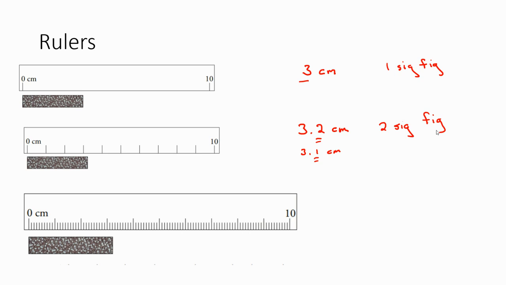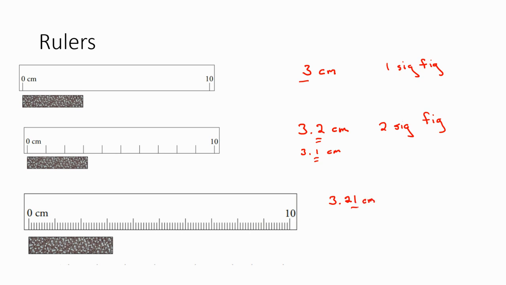But now I can actually estimate a little bit better. I might even have to get in there with a magnifying glass to really see that edge. But right now, I'm pretty confident that it's between 3.2 and 3.3 centimeters. And so I'm going to have to make one more guess. This time, I'm going to go out to the hundredths place, and I'm going to guess that it's just past 3.2. I'm going to say 3.21 centimeters.